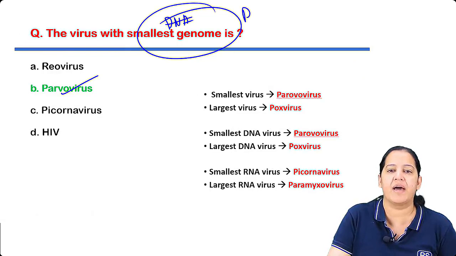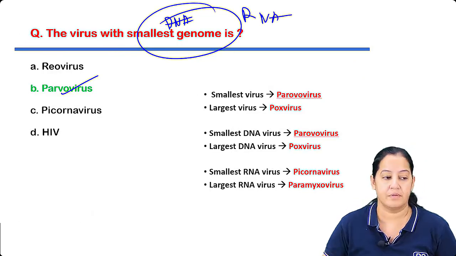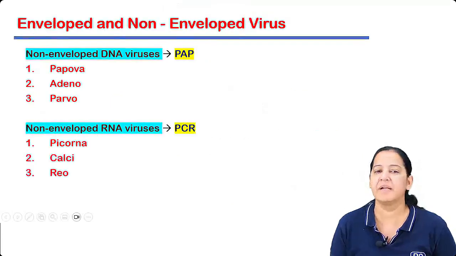If I change it to RNA, then what is your answer now? Now to change karo. Now you should change it. Smallest RNA. What is the answer in that case? Yes. In that case, answer will become Picorna RNA में. So you get questions on that.